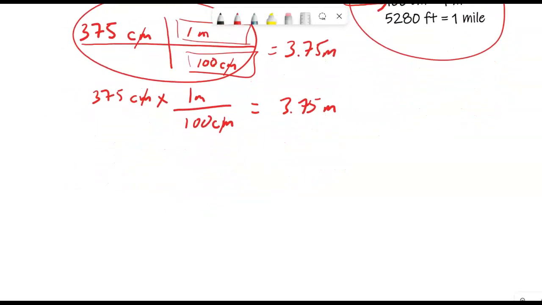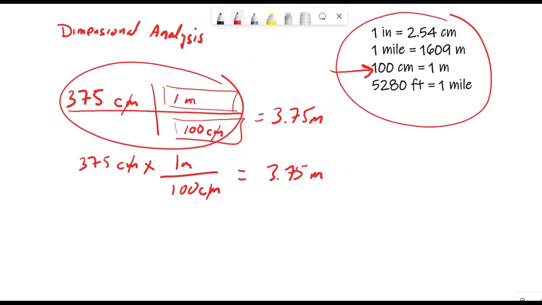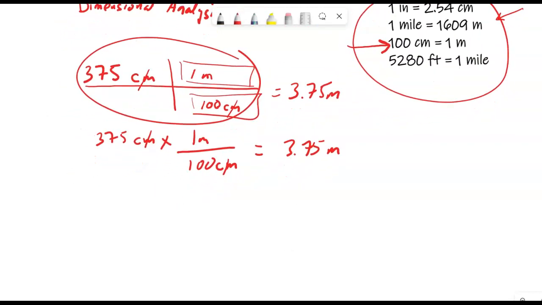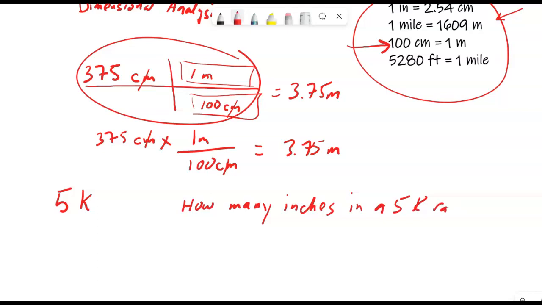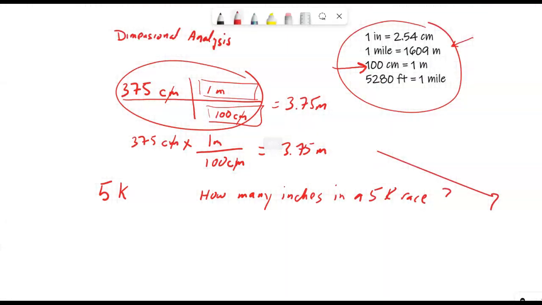So let's talk about something that uses some more of these things up here. Let's say I'm running in a 5K, and I want to know how many feet in a 5K race. Actually, let's do this: how many inches are you going to run in a 5K race? How many inches? You might think, well, that's a crazy question, but let's go ahead and do it anyway.